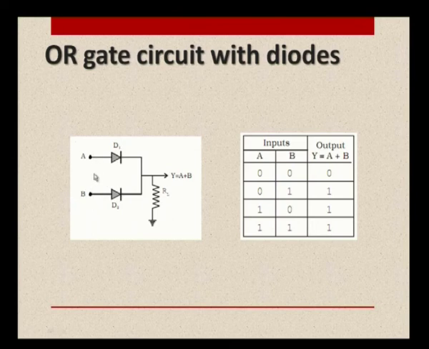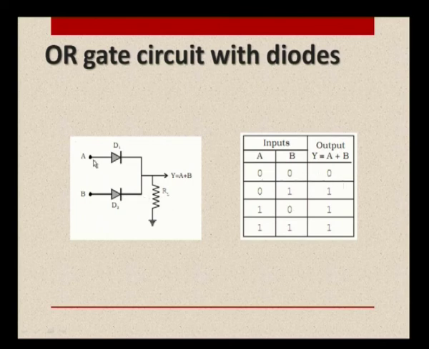The two inputs A and B are given to the two diodes, and of course a resistor across which we could measure the output voltage. The basic operation of this circuit is that when the A and B inputs are 0, the diodes are not forward biased. So, they will not allow current to flow through, because they are neither forward biased nor reverse biased. So, the output is 0, that is the first combinational output.